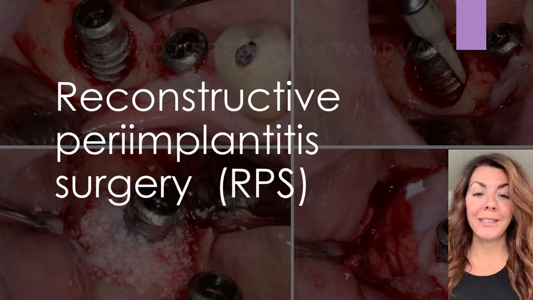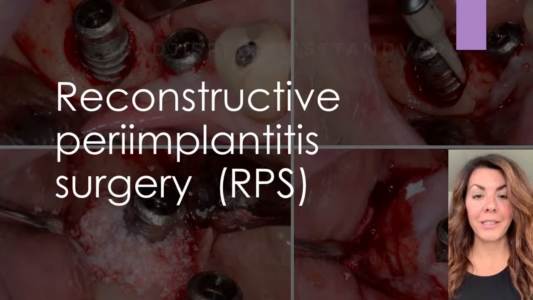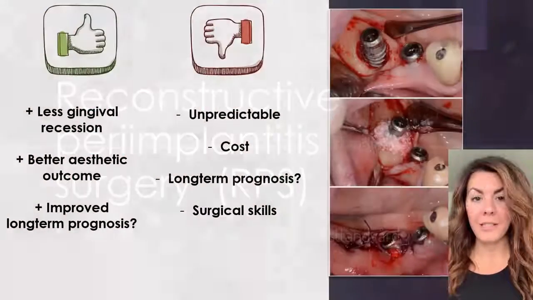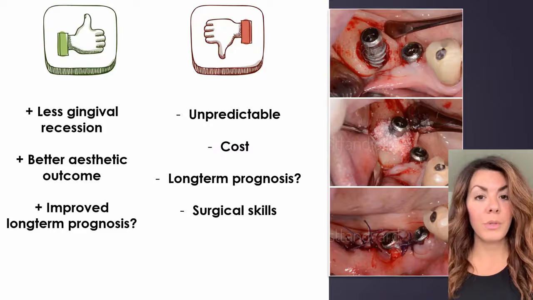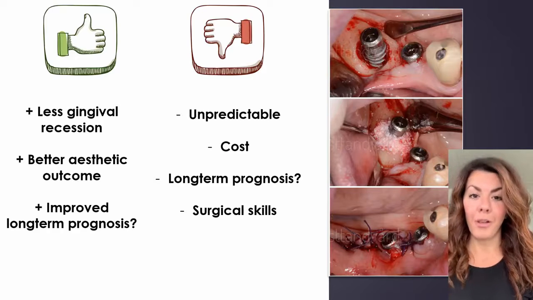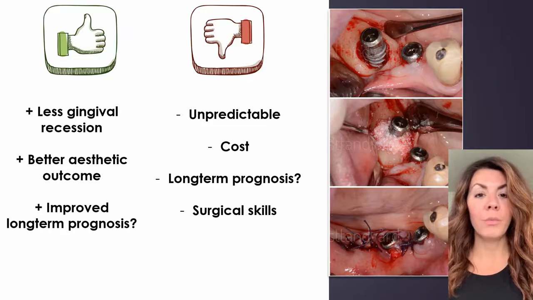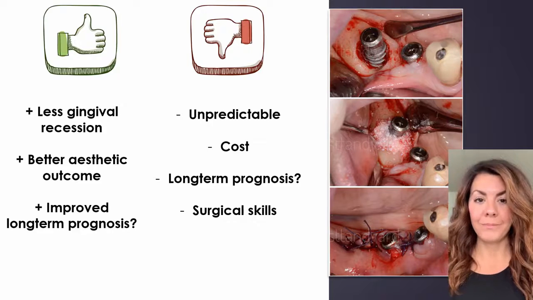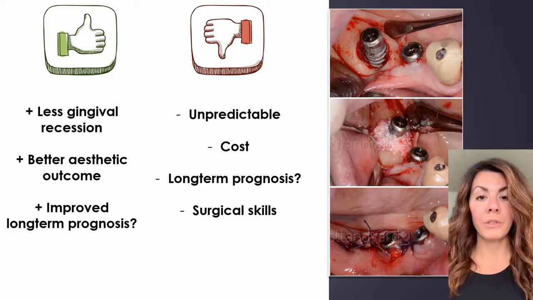Now we're going to discuss periimplantitis reconstructive surgery. First, I would like to talk about the advantages and the disadvantages with this treatment. The advantages are the following. If you succeed with your reconstructive surgery, there will be less gingival recession around the implant. This will give a better aesthetic outcome. If the reconstruction and augmentation is successful, hopefully this will improve the long-term prognosis of the implant.